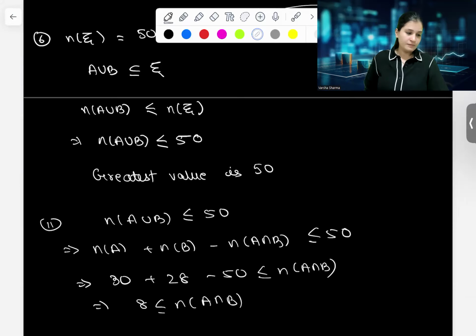Done? As homework, try at home questions 7, 8, 9, and 10. In our next class, we'll discuss that and do the sums for 3 sets, like this.